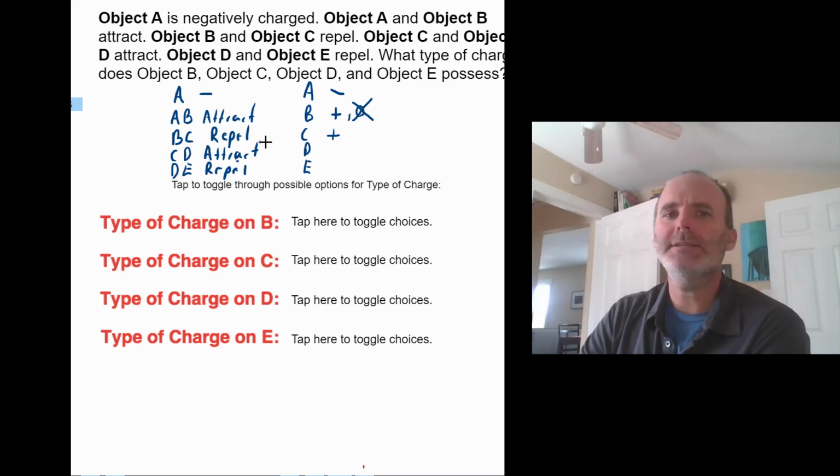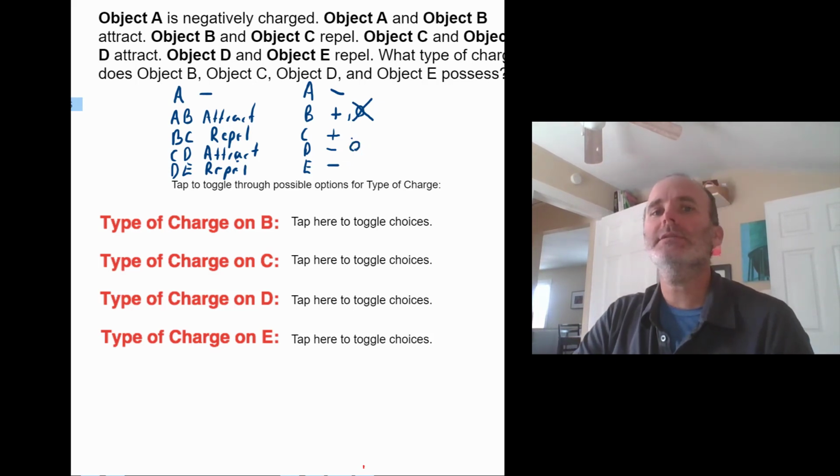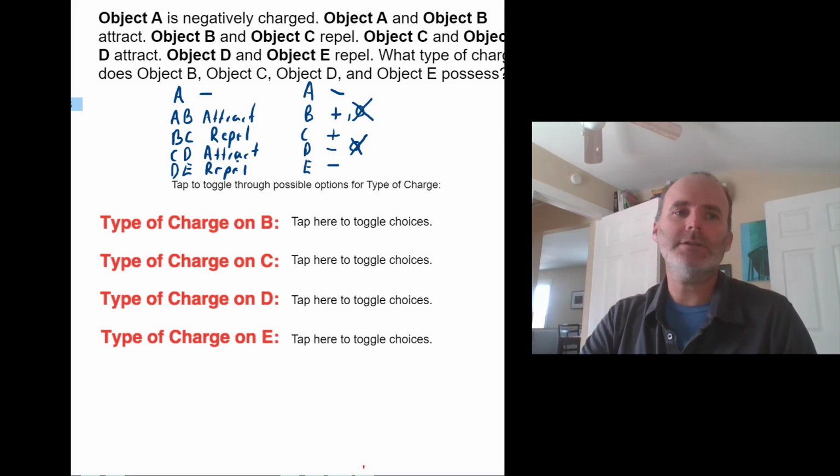Okay, C and D attract. So for D, what attracts to a positive? A negative attracts to a positive. But also a neutral attracts to a positive. Now I'm going to come down here. D and E repel. So what repels a negative? A negative. What repels a neutral? Nothing. Nothing repels a neutral. So down here, I can't have that neutral, so I cross it out. All right, so let's check this.